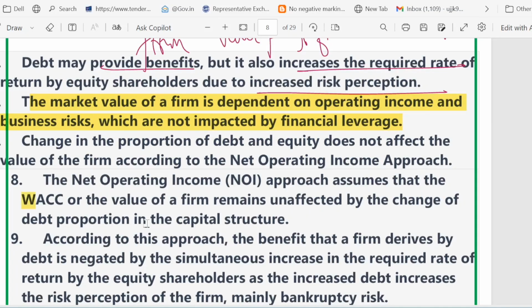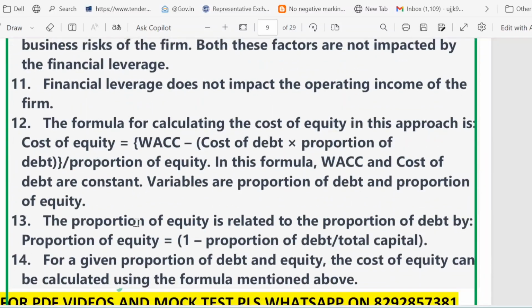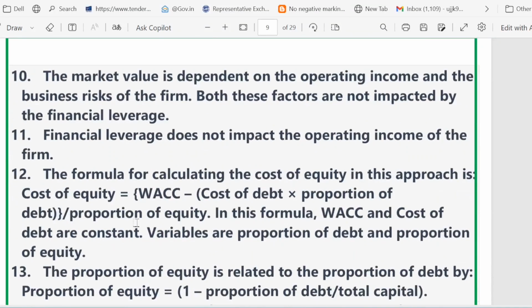So the NOI approach assumes that WACC or the value of the firm remain unaffected by the change of debt proportion in the capital structure. Right. So this is all about this NOI approach. Now let's look at the next slide. Now friends, let's go deeper into the NOI approach.